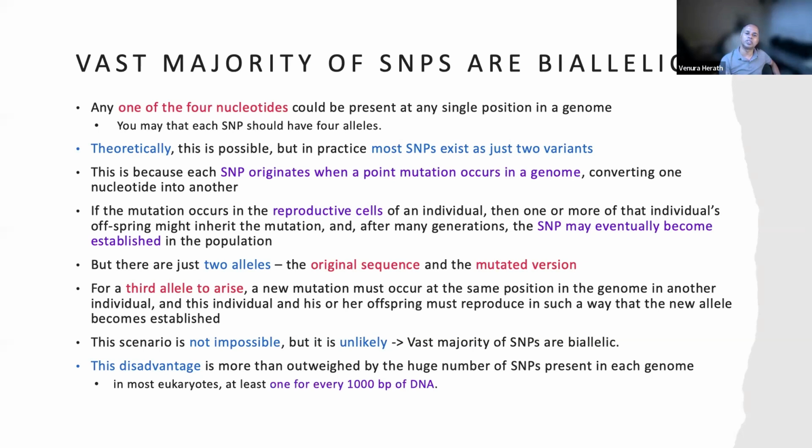If you take most eukaryotes, they have at least one SNP in every 100 base pairs of DNA. So therefore the SNPs will enable us to make very detailed genome maps. Next we are going to look at how we can type these SNPs, and there are different methods, very cool methods you will see.